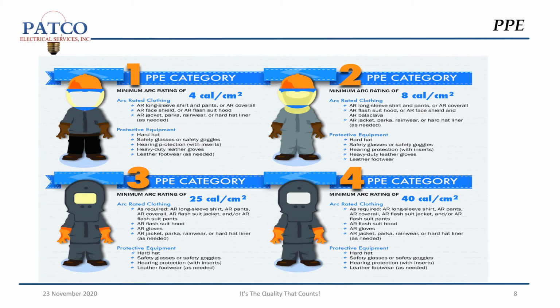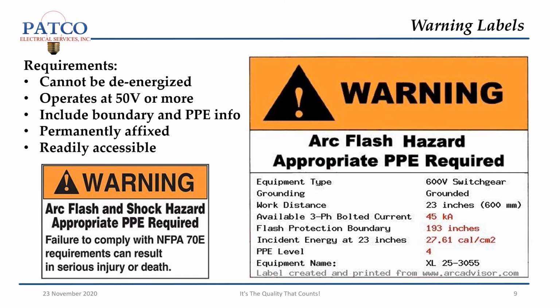Protective equipment, again: hard hat, safety glasses, hearing protection, leather footwear. Warning labels. Requirements: something that can't be energized, operates at 50 volts or more, includes boundary and PPE info, permanently affixed, rarely accessible. So pay attention to your warning labels. They'll give you a lot of details on what you're working with.